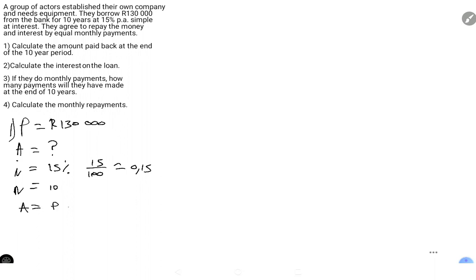A equals P open bracket 1 plus i times n. And so I'm going to substitute 130,000 times (1 plus 0.15 multiplied by 10). And so I'm going to use a calculator again. 130,000 times open bracket 1 plus 0.15 multiplied by 10. That gives me 325,000.